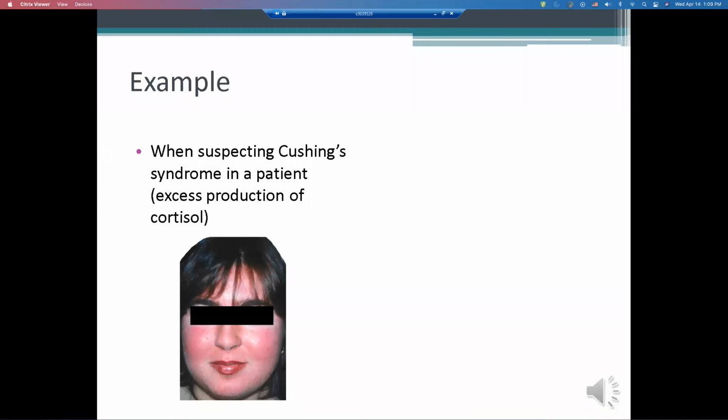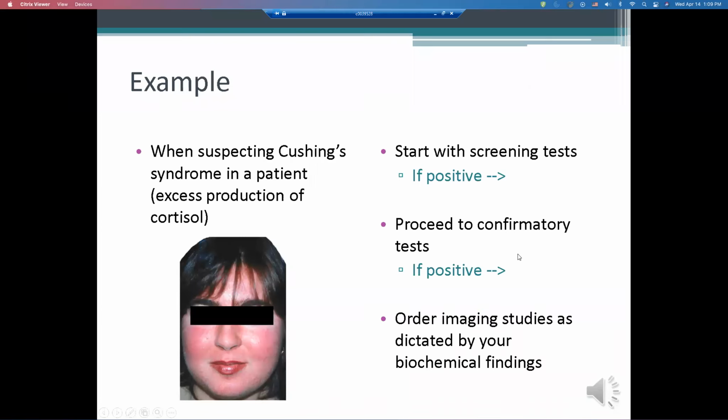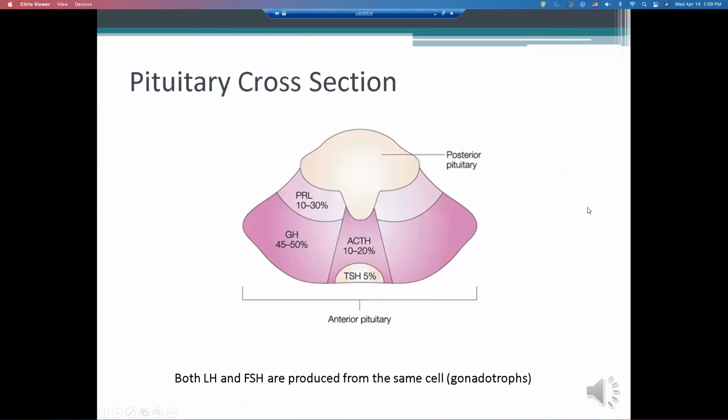An example here is a Cushing patient. We know that she has excess cortisol based on the imaging. So we start first with screening tests. If the screening tests are positive, we go to confirmatory tests. If confirmatory tests are positive, then we order imaging based on the situation that we're dealing with. So we don't start with a pituitary MRI when we still haven't completed our biochemical investigation. That's the gist of this concept.